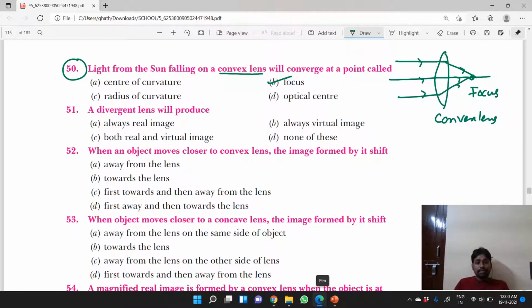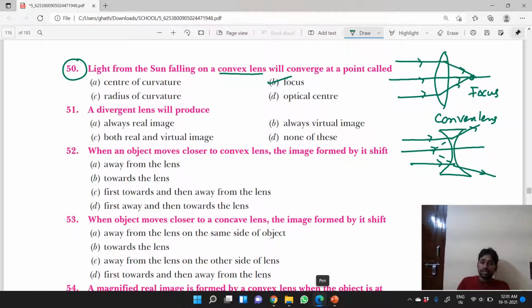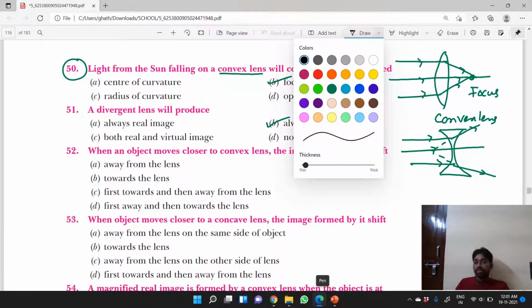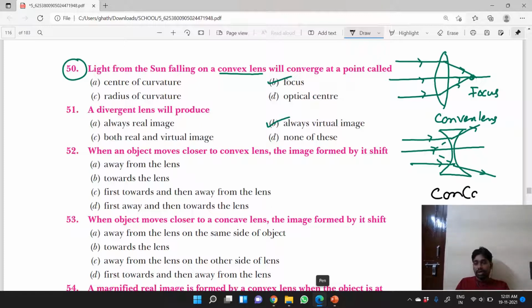Next, the divergent lens. Divergent is nothing but a concave lens. This divergent lens has a virtual focus. Due to the virtual focus, this lens always forms virtual images. So it always forms a virtual image, and you can remember this is nothing but a concave lens.